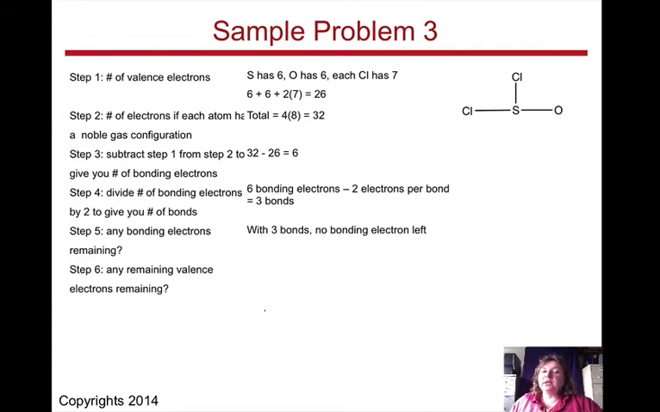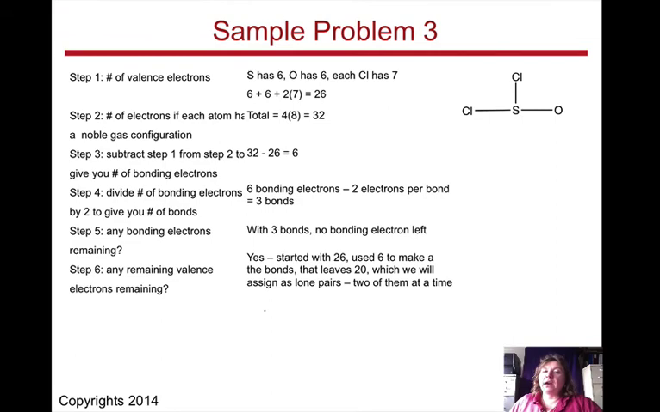So we predicted that there would be 3 bonds, and we used 3 bonds, so there's no bonding electrons left, but there are extra valence electrons. We started with 26, we only used 6. That means there are 20 left. So that means we need to assign them as lone pairs, 2 at a time.